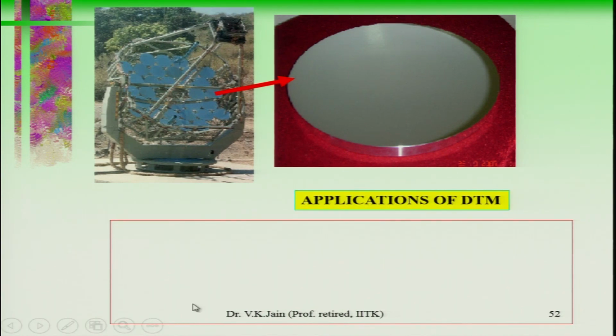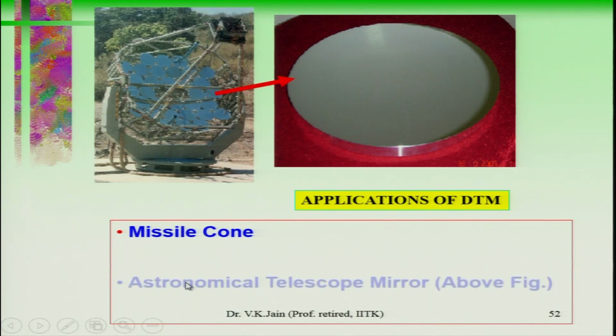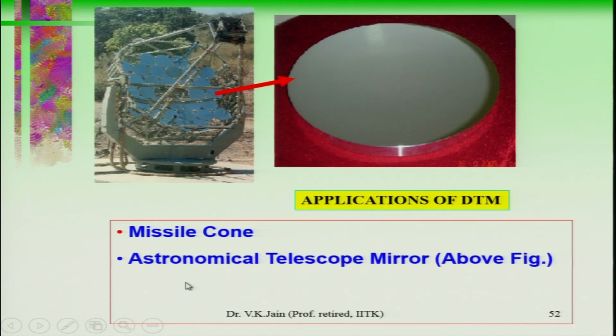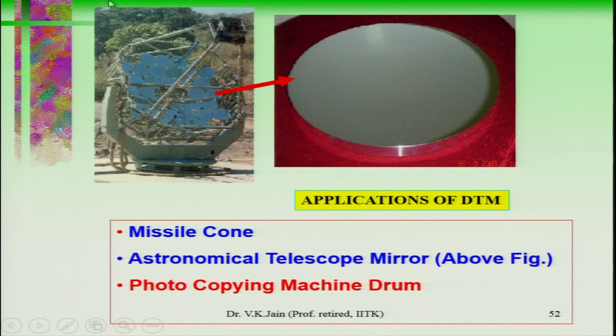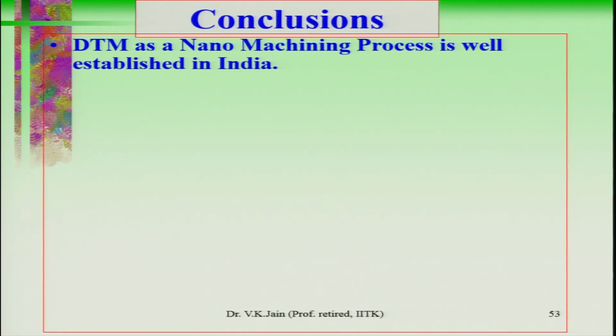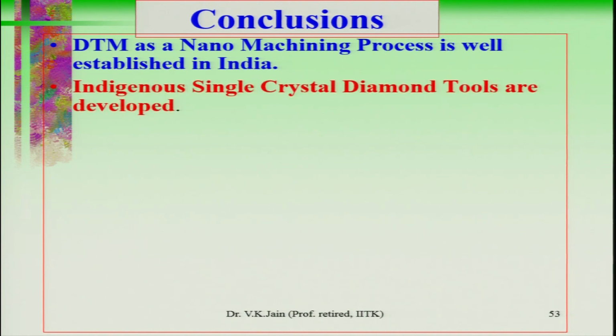This is a mirror which has been finished for space applications, an astronomical telescope mirror, as you can see here, which is used by BARC, Bhabha Atomic Research Centre. And this is another kind of mirror. This also has lots of applications in the photocopying machine drum and high speed bearings. Conclusions: DTM as a nano machining process is well established in India.